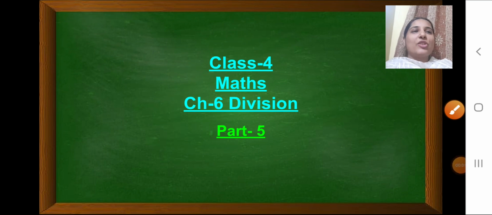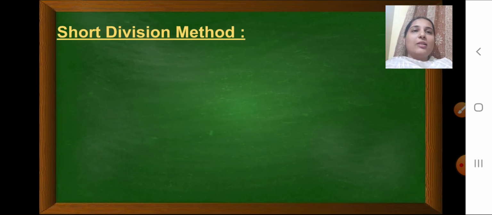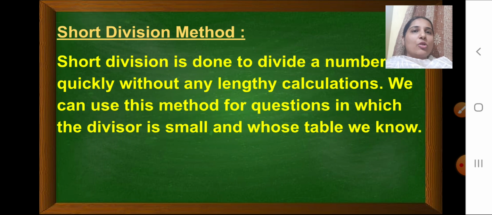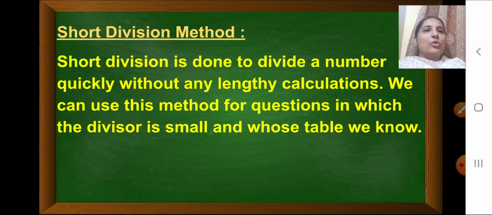So let's continue chapter number 6, that is division. So children, today we are going to discuss a different method of division which is called the short division method. Now what is the short division method? Short division is done to divide a number quickly without any lengthy calculations. We can use this method for questions in which the divisor is small and whose table we know.